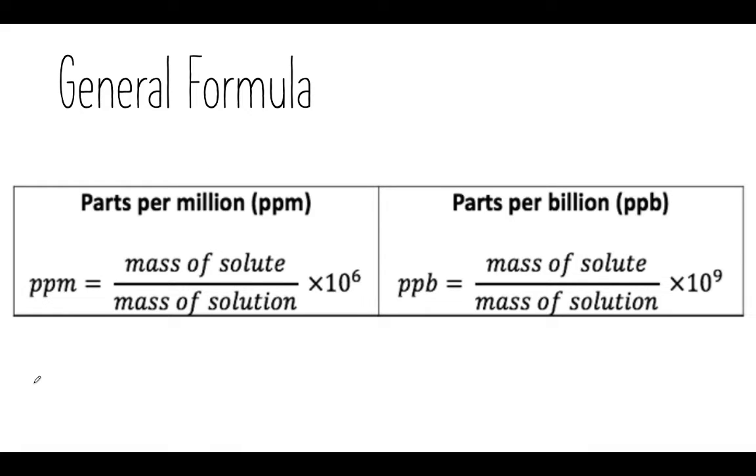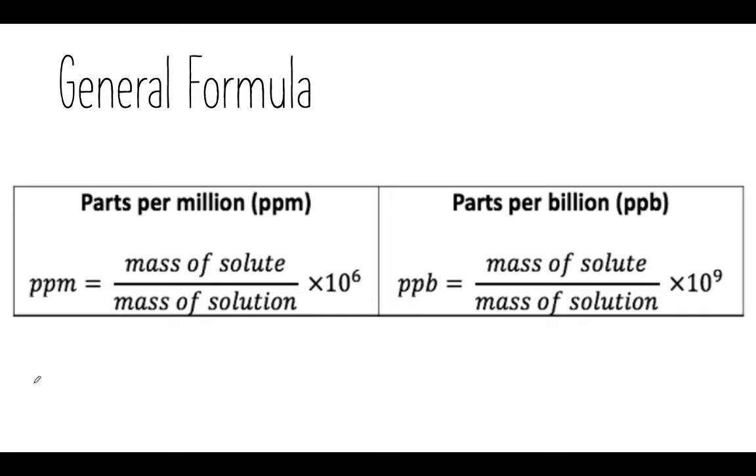The first one, on the left side, you'll see parts per million. And this is where you have the mass of your solute divided by the mass of the solution times 10 to the power of 6. Whatever that number is, the unit is ppm. So if I find 3 is my final answer, it's 3 ppm. Now parts per billion is mass of solute divided by mass of solution times 10 to the power of 9. In this case, you would have your answer and you use the unit of ppb, parts per billion.